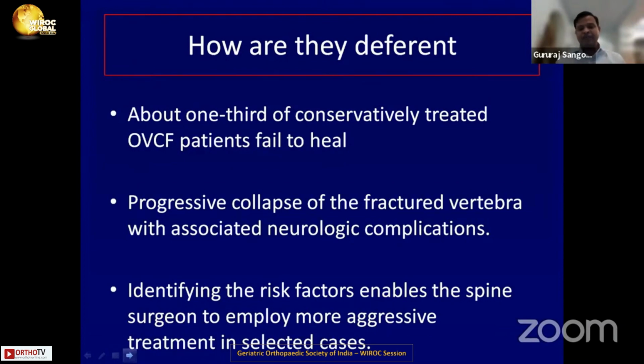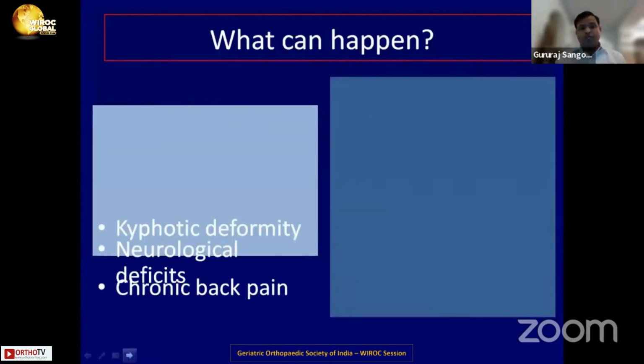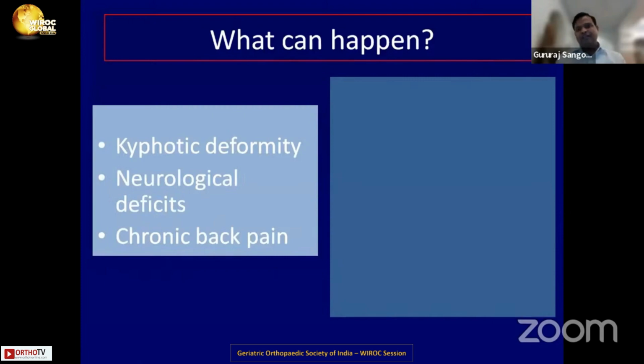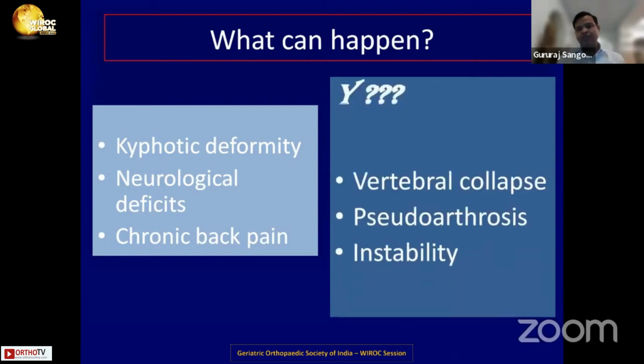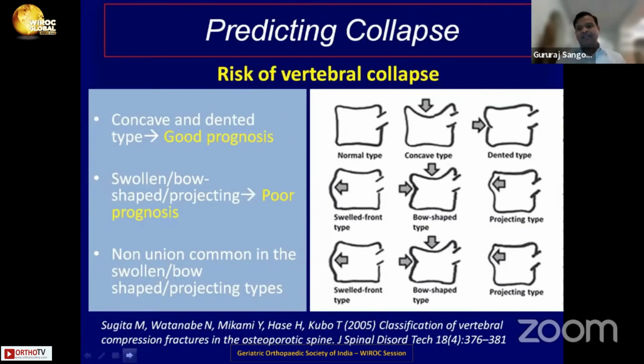Identifying the risk factors enables the surgeon or the physician to treat them more aggressively and follow them up more aggressively. So what happens? Actually, they develop kyphotic deformity, they develop neurological deficits, they develop chronic back pain. Why do they develop these? Because the vertebra collapses progressively. It develops pseudoarthrosis. Along with that, it develops instability. We can predict this at the first visit of the patient in the OPD.